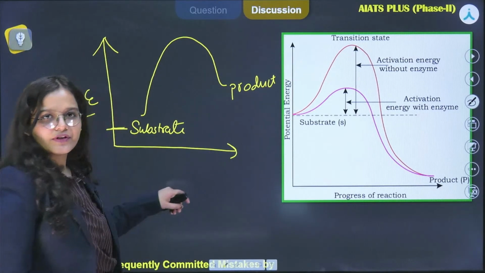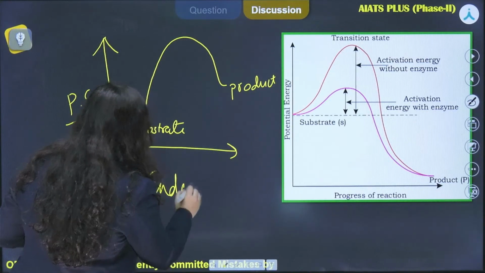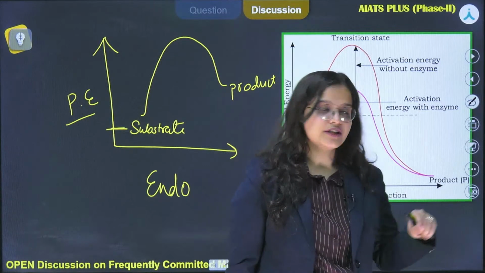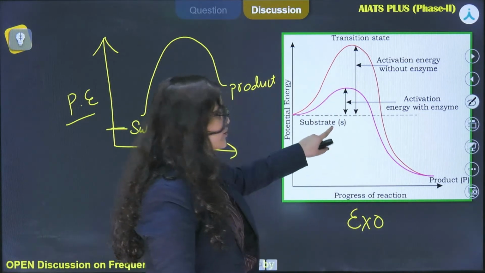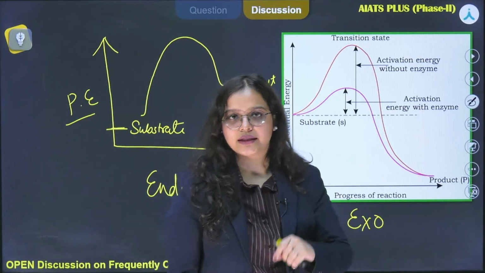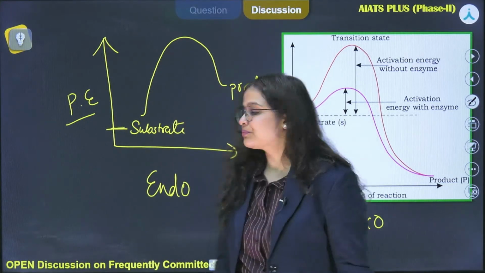So you can see the difference between the two diagrams here. In the endothermic reaction, the substrate is at a lower potential energy in comparison to the product, whereas in the exothermic reaction, the substrate is at a higher energy level. So this is the basic difference between the exothermic and the endothermic reaction. Okay.